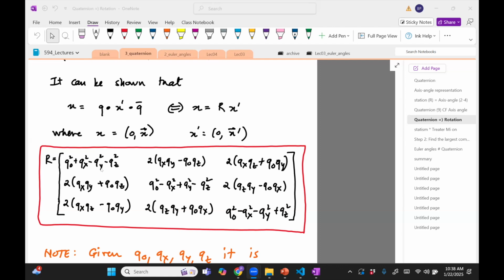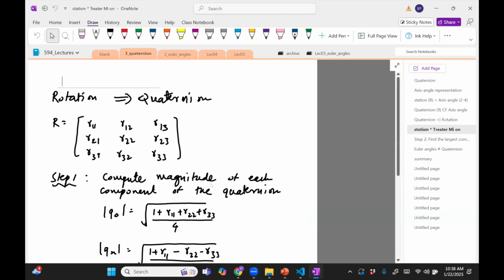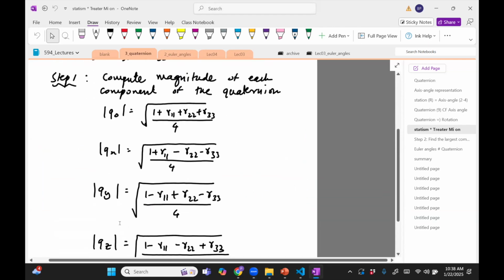There's something which I had not told you. The sum of q0 squared, qx squared, qy squared plus qz squared is always 1. The norm of the quaternion is always 1. That fact can be used to solve for q0, qx, qy, qz, and then you need to take the square root. This is where the problem really is. When you take the square root, you have a positive square root and a negative square root. Because of this, computing the quaternion from the rotation matrix is non-trivial. So the steps you use: you first get q0, qx, qy, qz, the magnitudes.